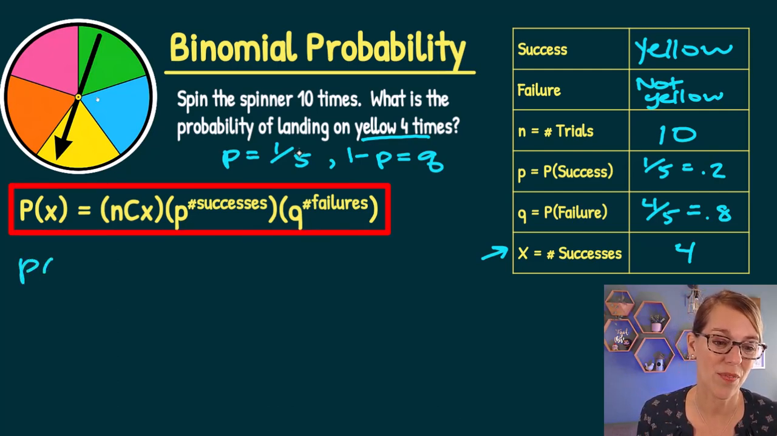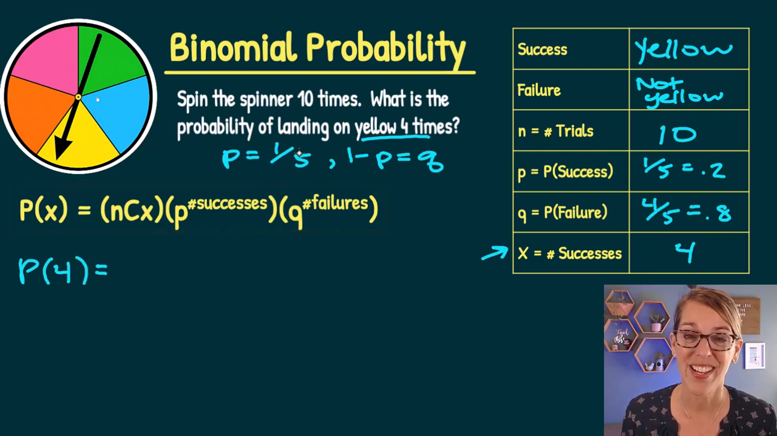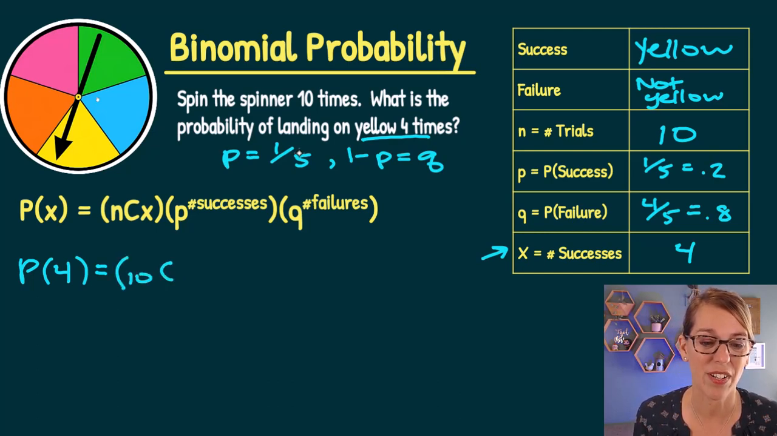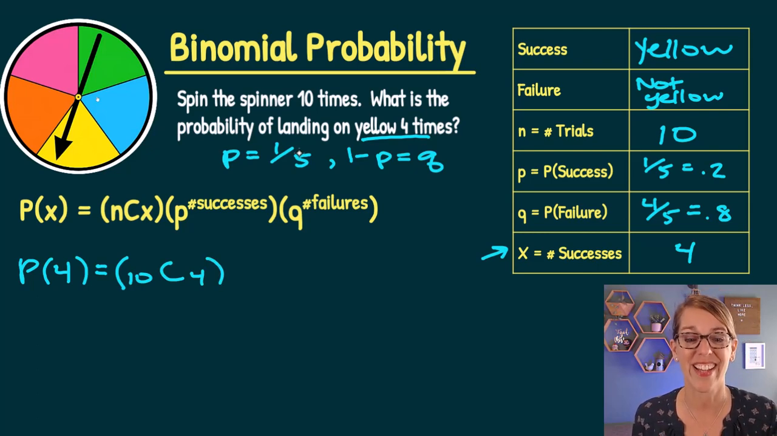So as I walk through this formula, the probability of landing on yellow 4 times, well, the first thing that I've got to do is decide what 4 of the 10 are going to be a yellow. And that's what this combination does for us. So I've got 10 different spins, and I'm going to choose 4 of those spins to be a yellow.